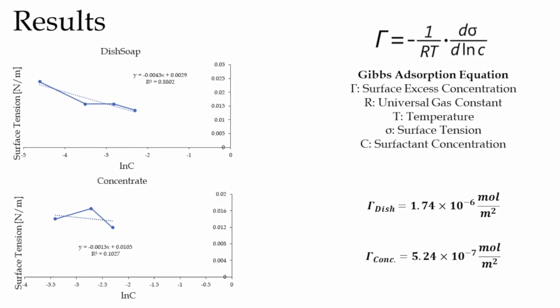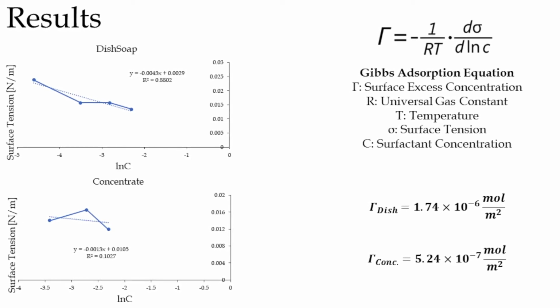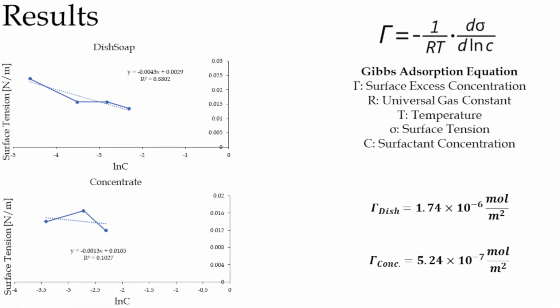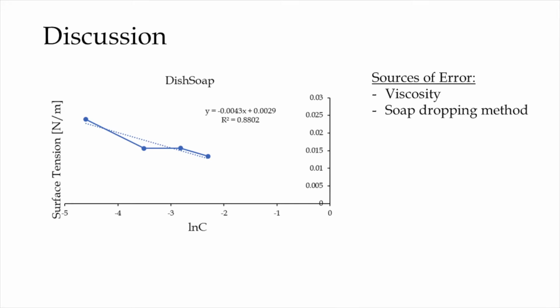For dish soap, I derived a surface concentration of 1.74 times 10 to the negative 6 moles per meter squared, and for the concentrate, 5.24 times 10 to the negative 7 moles per meter squared. Both of the curves produced were quite unexpected. In particular, for the dish soap dataset, the minimum value seen after the plateau was surprising. The starting end of the plateau is known as the critical micelle concentration, in which the surfactants start forming bundles called micelles as a result of a fully occupied surface.